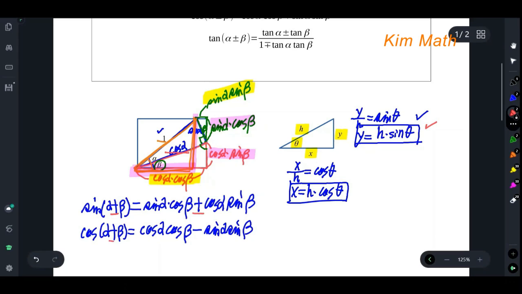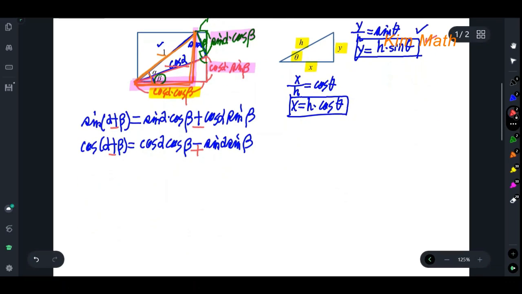Okay, when you have a negative sign here, very interesting, we have a positive sign here. Okay, so this is the sum and difference identity of sine and cosine. Okay, one more, tangent.